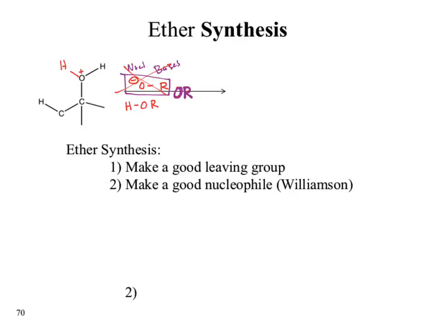Instead, I will have to use the weak one, which means not charged. I still need something that can easily be removed. What's the easiest atom to remove? Hydrogen. So I get my nucleophilic attack. I can kick out my leaving group.